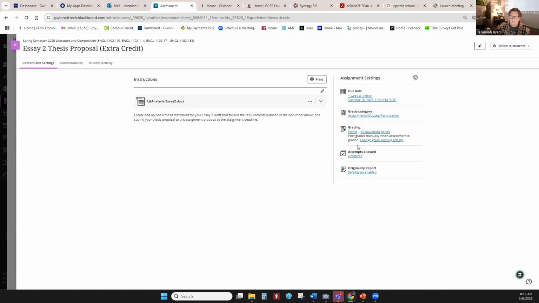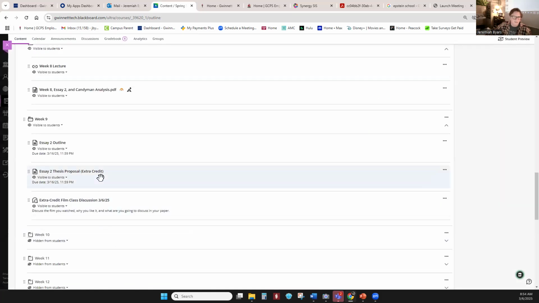Grading. So this is worth 30 points. If you do it, then you get extra points. This extra credit film discussion is going to replace a 0. This will go in and replace a previous 0. If you don't have any zeros, then I will figure out a different way to reward you with points. All right. Cool. So 2 extra credit assignments this week.